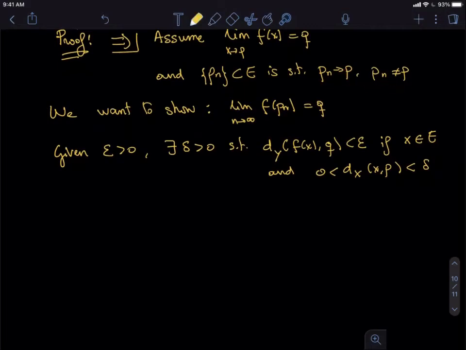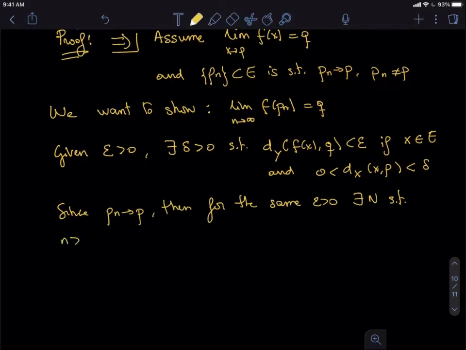Okay, so what we can get from there, since pn converges to p, then for the same epsilon, there exists some capital N, such that n bigger than capital N implies that the distance in X between pn and p is less than delta.